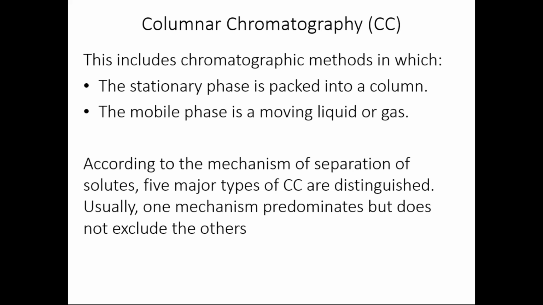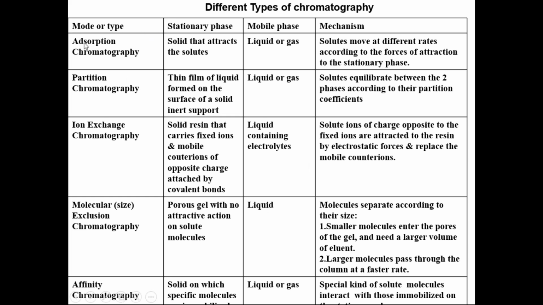phase can either be a liquid or a gas. And according to the mechanism of separation that we have discussed earlier, five major types of separation are identified for column chromatography. These include, we have talked about adsorption chromatography. So here the stationary phase is a solid and the mobile phase is a liquid. The solutes move at different rates according to the force of attraction.